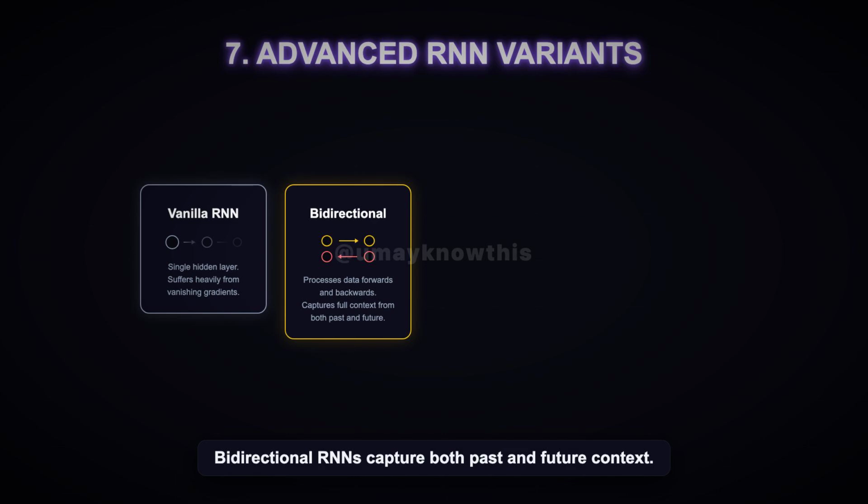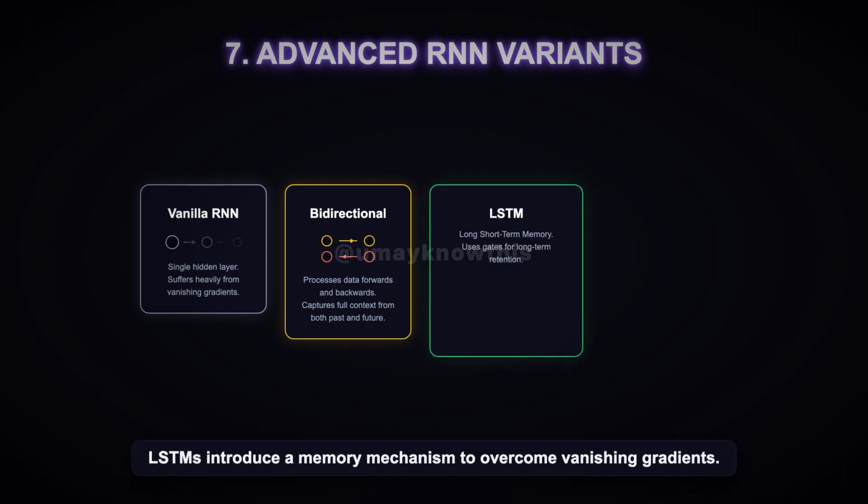Bidirectional RNNs process inputs in both forward and backward directions, capturing both past and future context for each time step. This architecture is ideal for tasks where the entire sequence is available. Third, long short-term memory networks, or LSTMs. LSTMs introduce a memory mechanism to overcome the vanishing gradient problem.